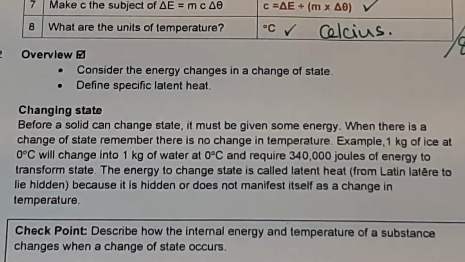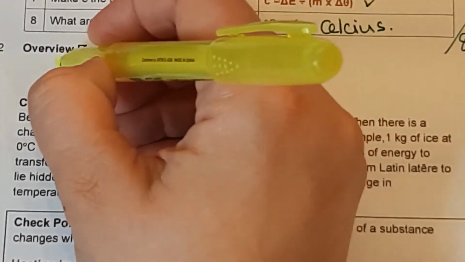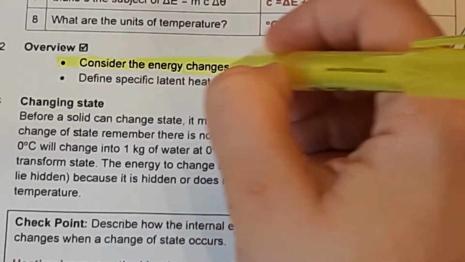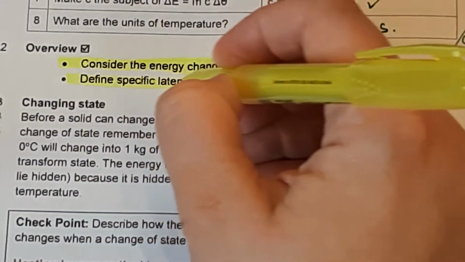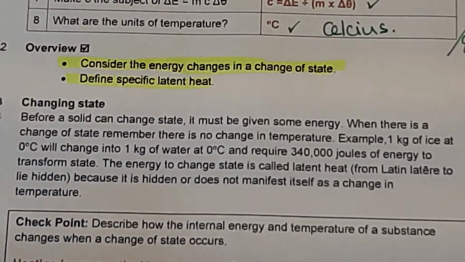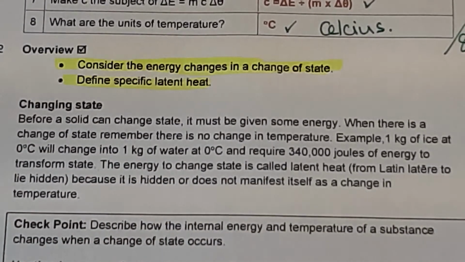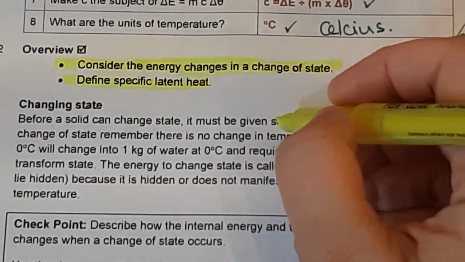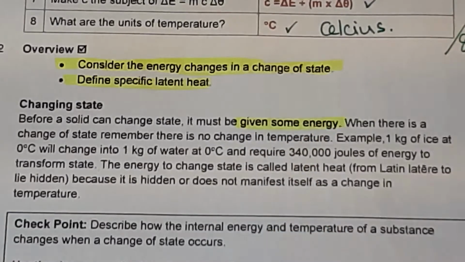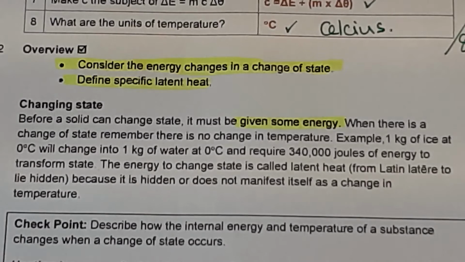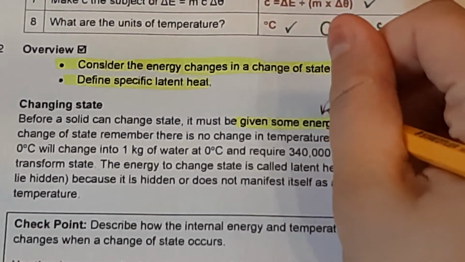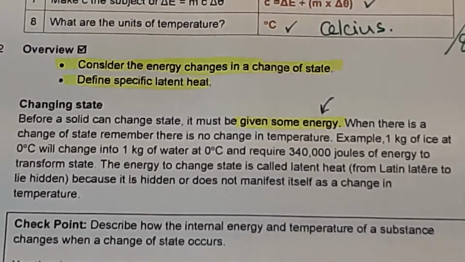So today's lesson, we're going to consider the energy changes in a change of state, and we're going to define specific latent heat. So, changing state. Before a solid can change state, it must be given some energy. Can you remember why this is? Okay, so it needs to be given some energy to enable it to make or break bonds.